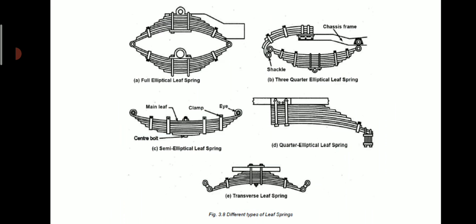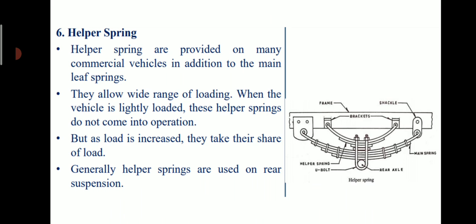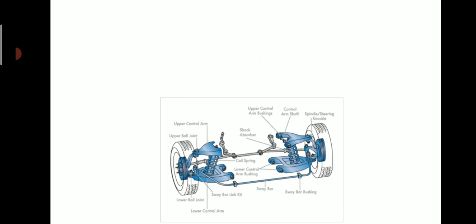Another example is the helper spring. So helper leaf springs are provided on many commercial vehicles in addition to the main leaf spring. You will see the sketch here. They allow a wide range of loading. When the vehicle is lightly loaded, these helper springs do not come into operation, but as the load is increased, they take their share of the load. Generally helper springs are used on rear suspension.